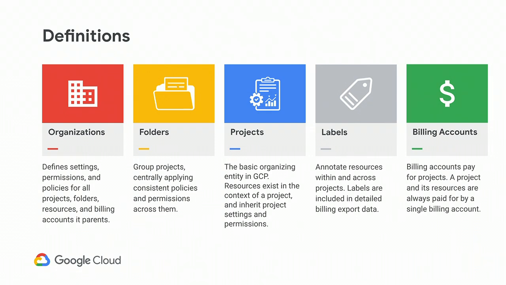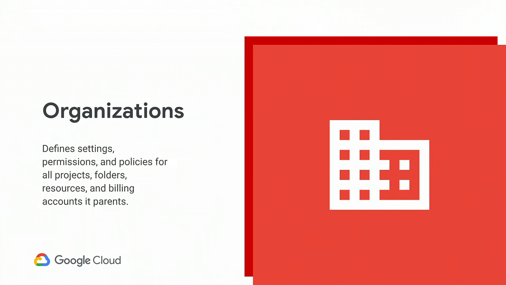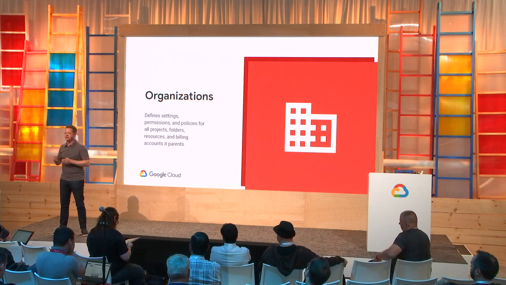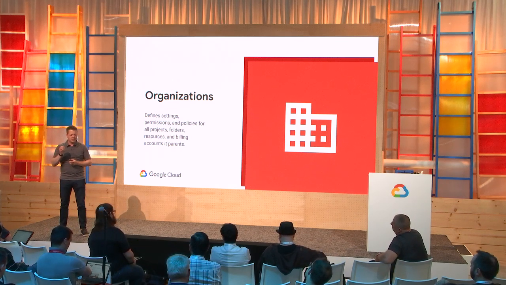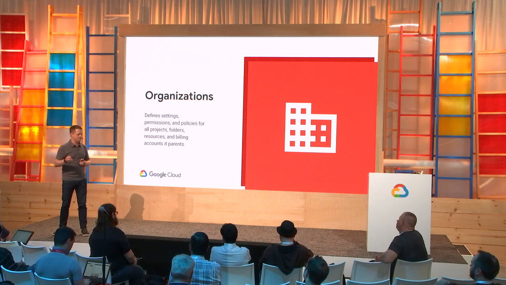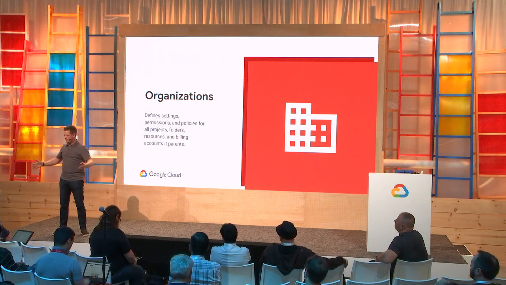A couple of definitions. We'll talk about organizations, folders, projects, labels, and billing accounts, and I'll dive into each one of these so you don't have to speed read below here. First, an organization in the context of GCP is this kind of top-level parent of all of your folders, projects, and resources. And it's a way to centrally apply identity, permissions, and policies across everything in your own company or institution. And organizations really give you this level of comfort. You can apply policy once, you know it applies everywhere.